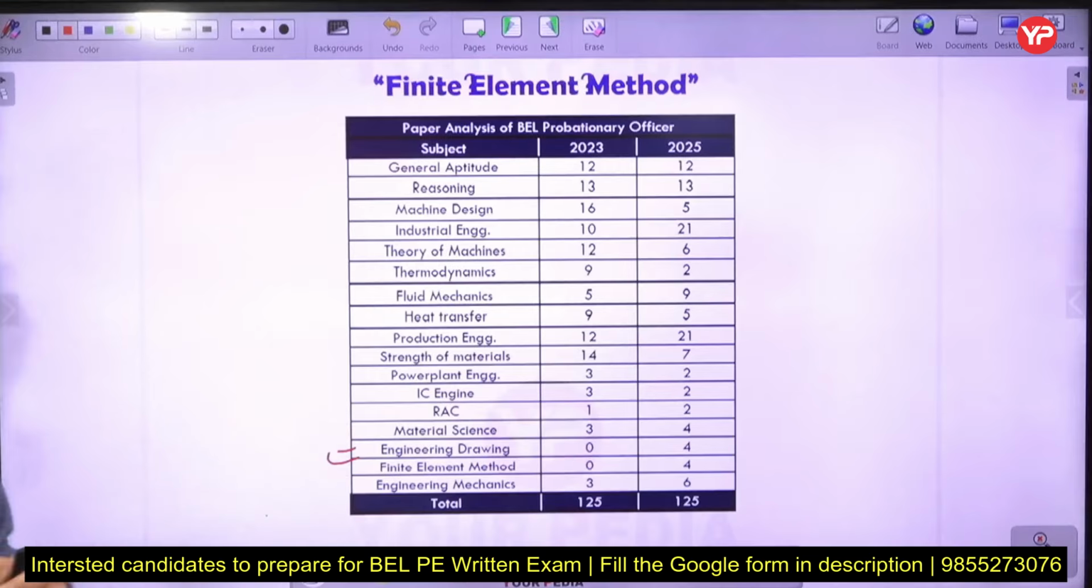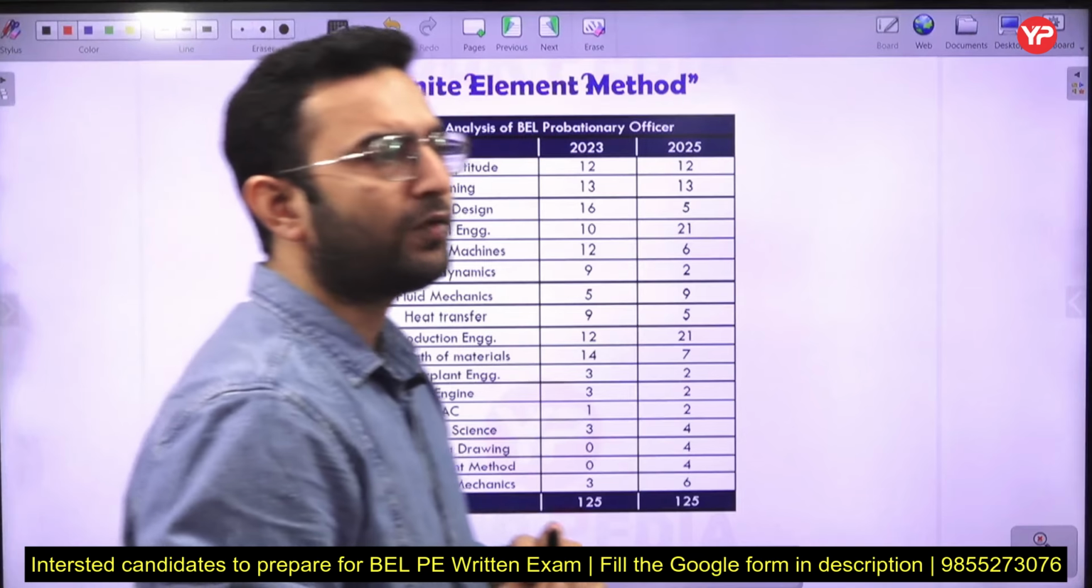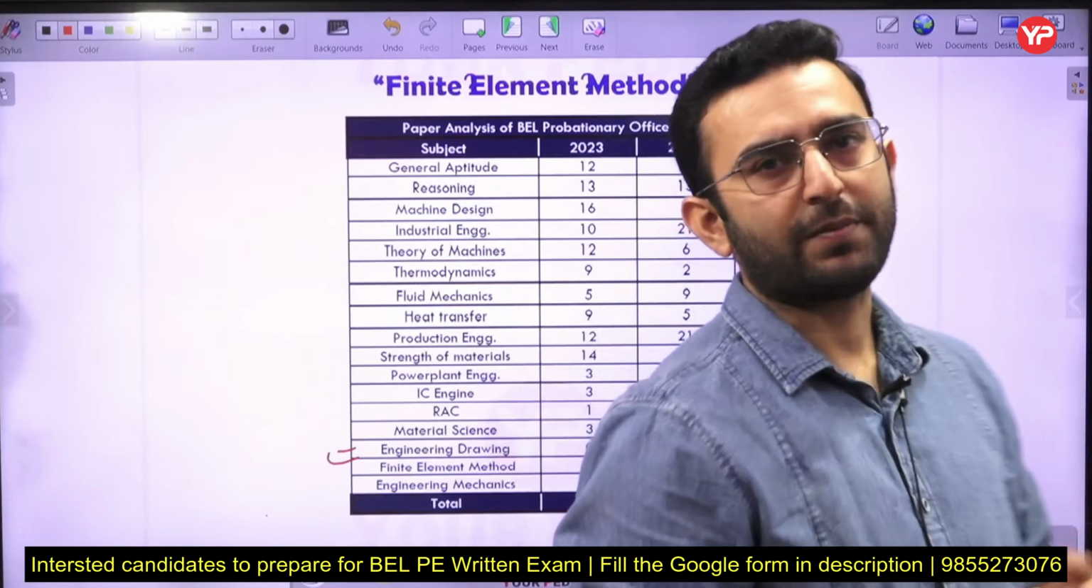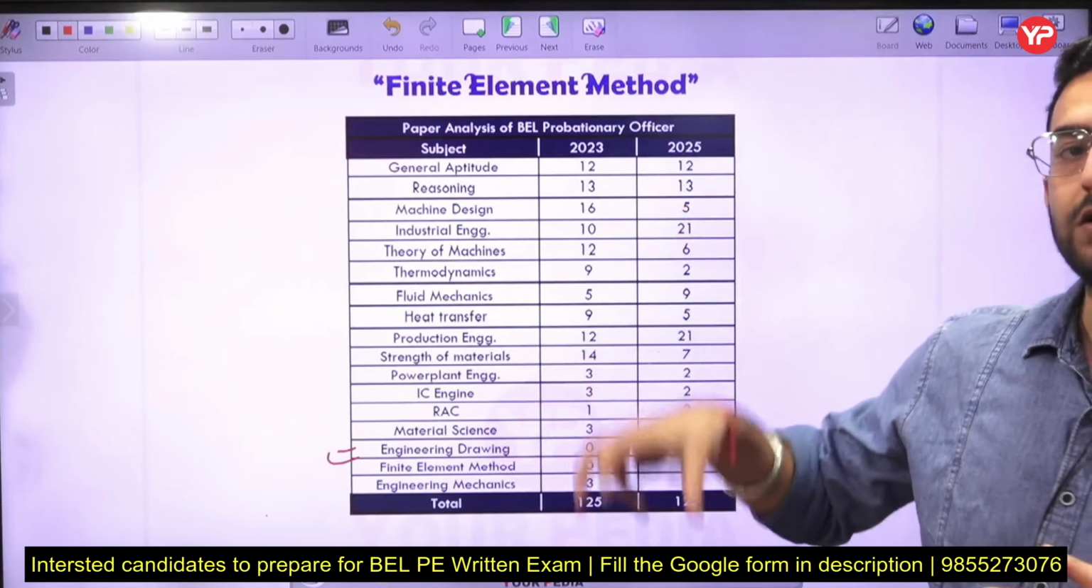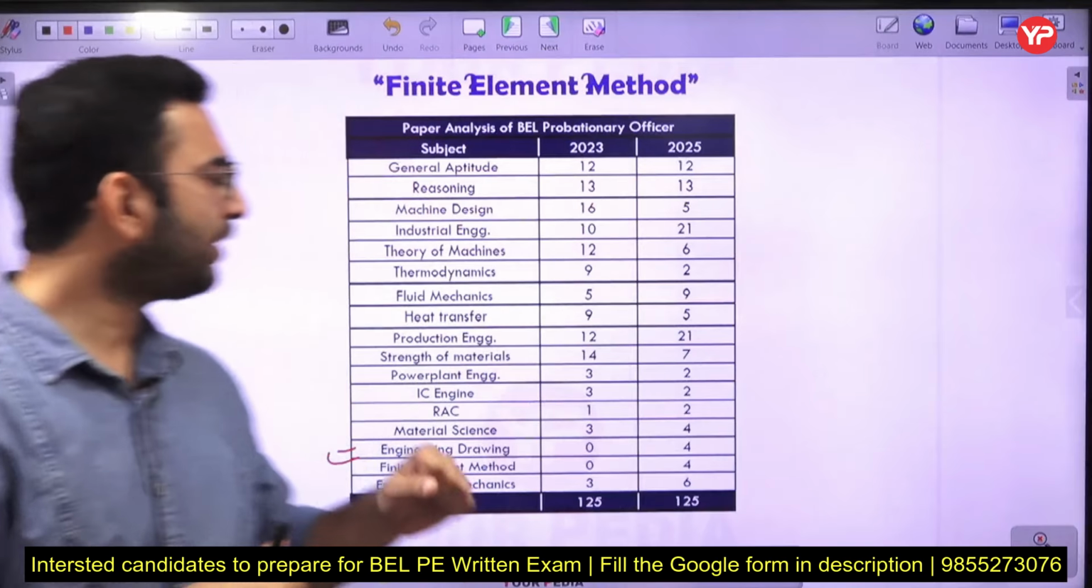So we are going to see one by one what is the meaning of FEM, and what is the need of studying this particular subject. Along with that, how many types of different elements we have seen in this subject, and how we do the analysis also. So let us talk about the finite element method.